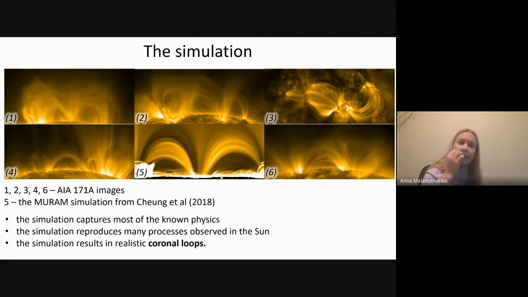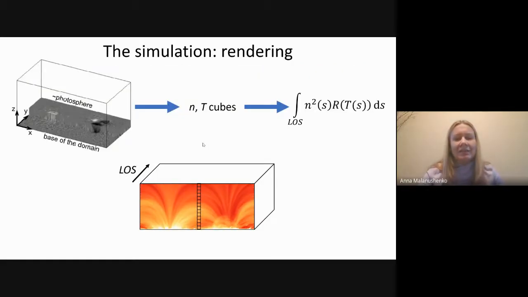Again, the simulation captures most of the known physics. The simulation reproduces many processes observed in the sun. And as you see, the simulation results in realistic coronal loops. So let's study the simulation. Let's look at it in the volume. Let's study the integrand. And here's what I mean by that.